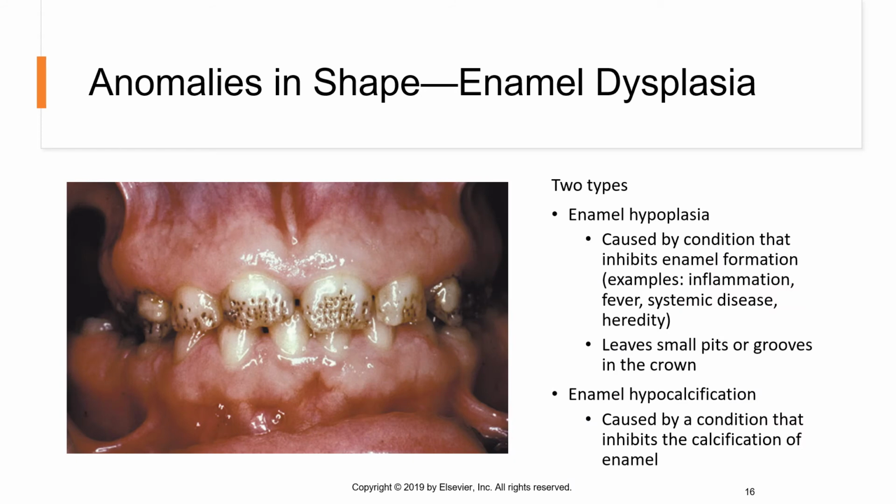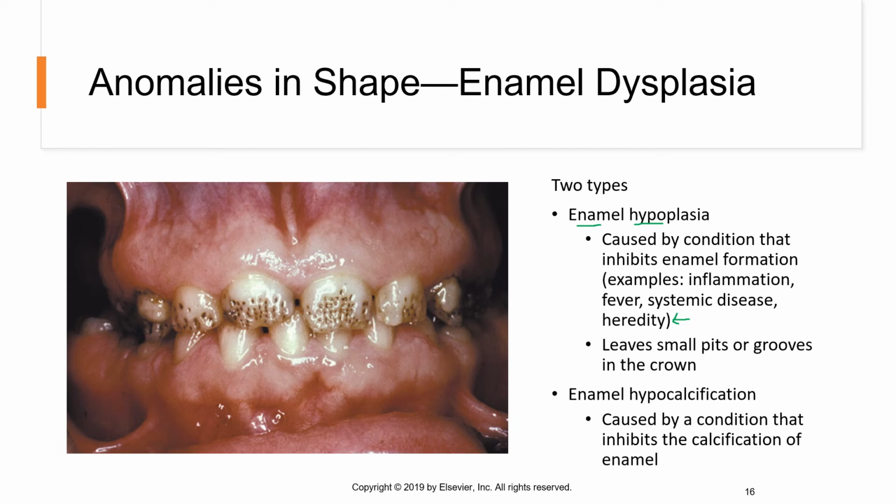Anomalies in shape, enamel dysplasia. There are two different types of enamel dysplasia, and there's enamel hypoplasia. Hypo, what does hypo mean? Do you guys remember? Not enough, so not enough enamel. This is caused by conditions that inhibit enamel formation, such as inflammation, fever, systemic disease, hereditary. Some hereditary conditions, I know people with tuberous sclerosis often get this pitting in their enamel.